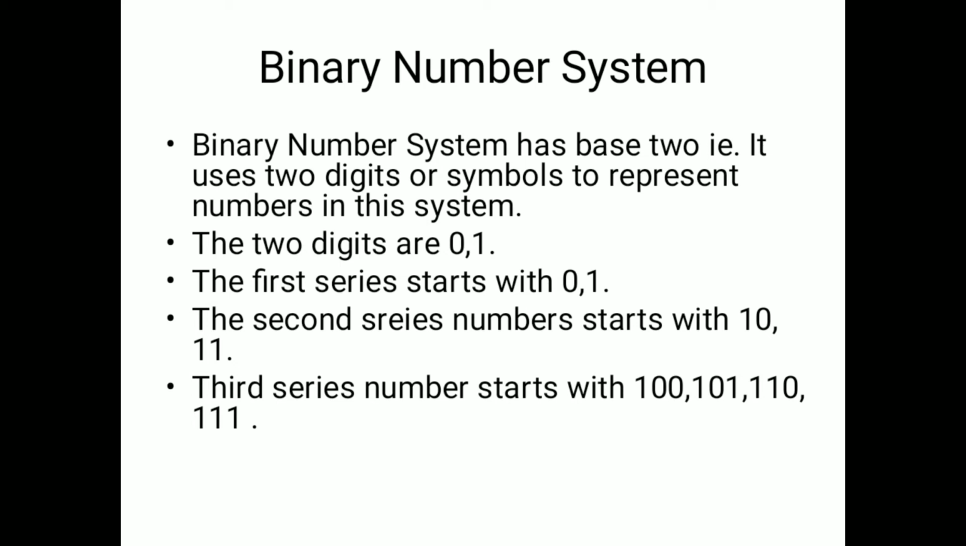Next one is the binary number system. Bi means 2. The binary number system has base 2. It uses two digits or symbols to represent any number in the system. The two digits are 0 and 1. So in a binary number system, any number is represented by using these two digits only. The first series starts with 0 and 1. The second series starts with 1 0, 1 1. The third series is 1 0 0, 1 0 1, 1 1 0 and 1 1 1 and so on.